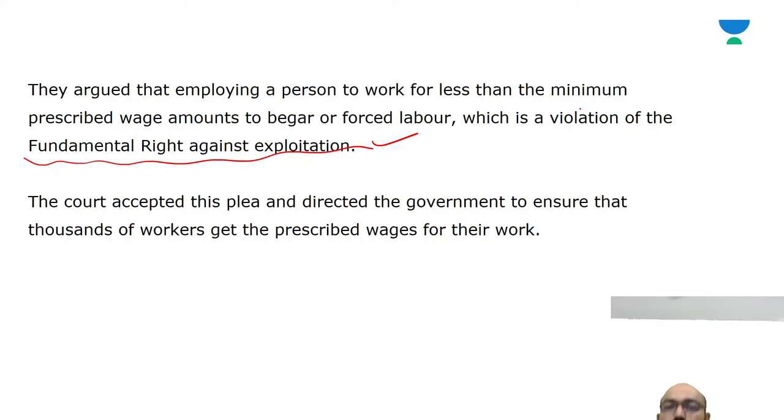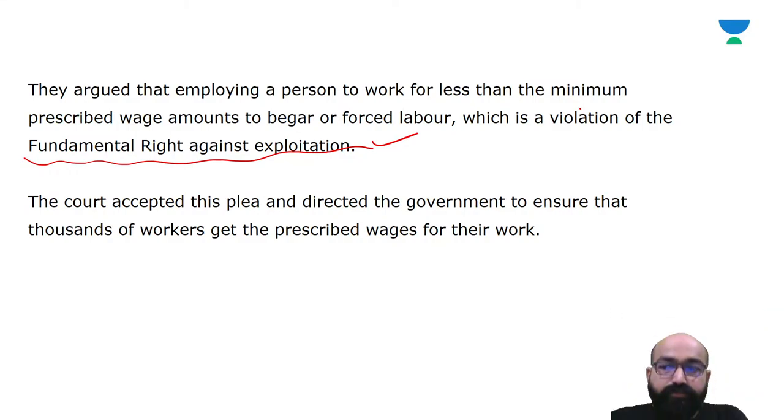And after that, the court intervened. The court accepted the plea and directed the government to ensure that thousands of workers get the prescribed wages for their work.